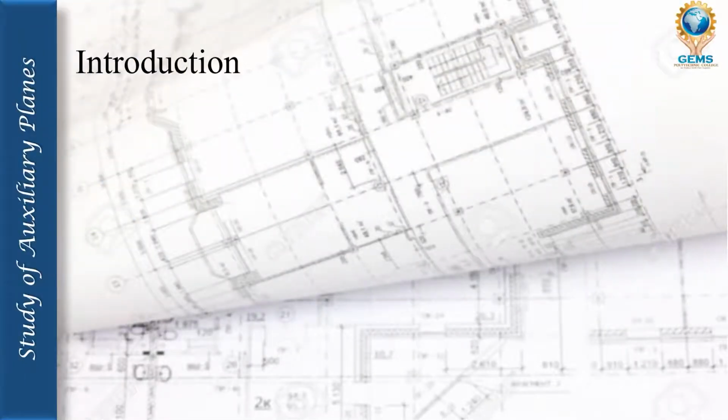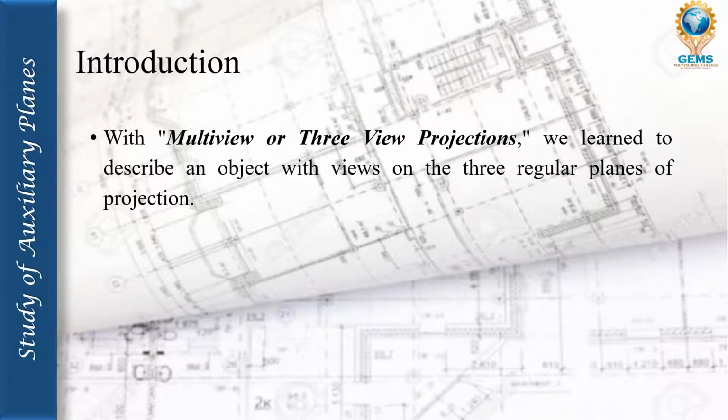Introduction of auxiliary views. The first point is that there are multi views and three views. Multi view means top view, side view, front view, right, left, bottom and so on. There are so many views, but as per this syllabus, we are going to learn only three views: front view, side view, and top view. About these three views only we are going to learn.